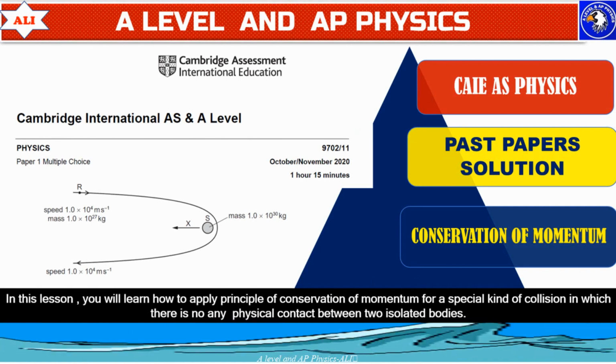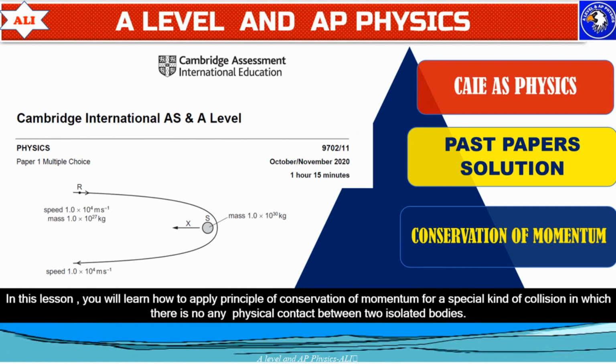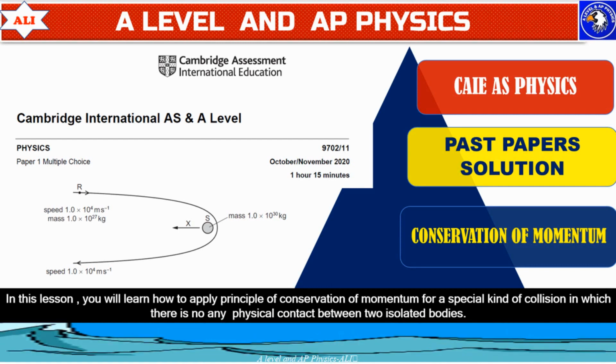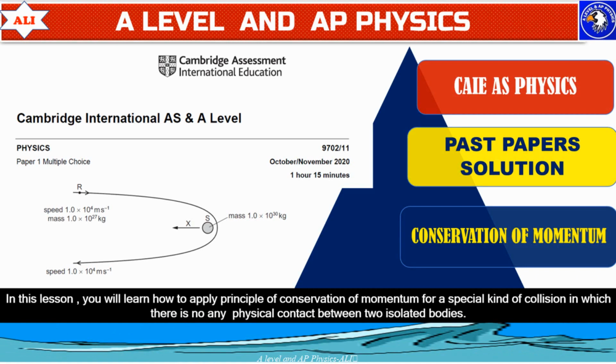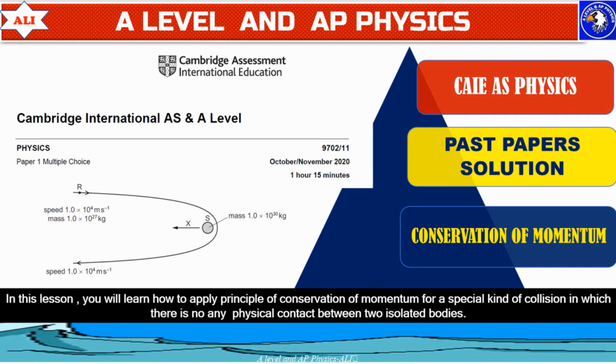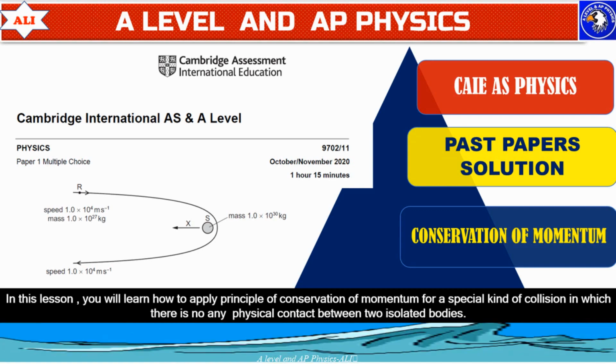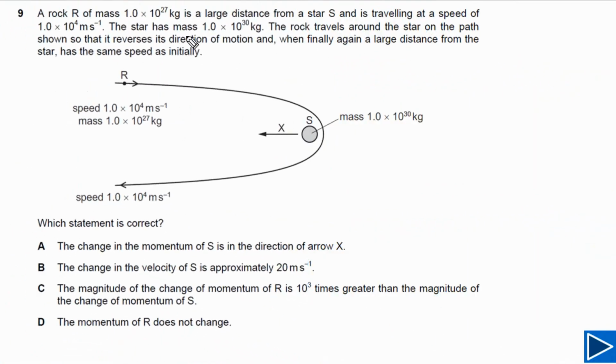In today's class, we will discuss how to apply the law of conservation of momentum when there is no physical contact between two isolated bodies. I will explain this concept with the help of a past paper question from Cambridge A-Level Physics. First of all, let's try to understand what is given to us.